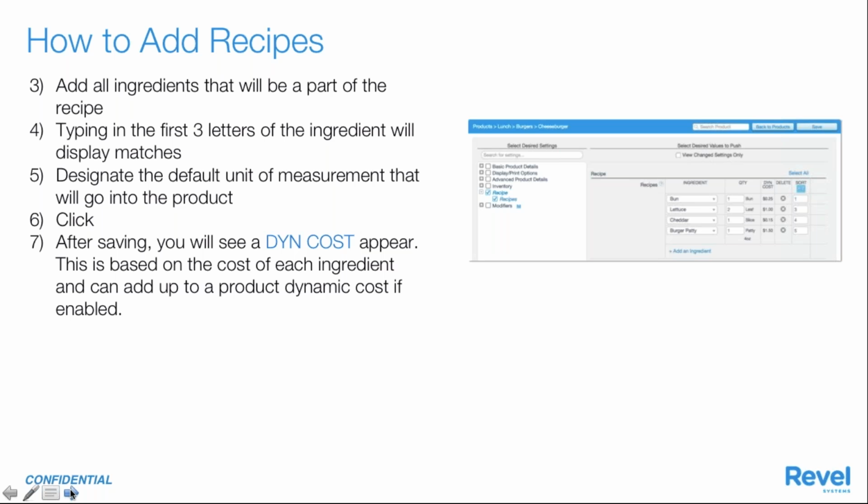For step 3, we want to add all the ingredients that will be part of that recipe, and they will populate as you start typing them in the boxes there. This is going to designate how much of the default unit of measure will go into that product. For example, one slice of cheddar cheese, we would want to make sure that we put one slice, and then you're going to click on save when finished.